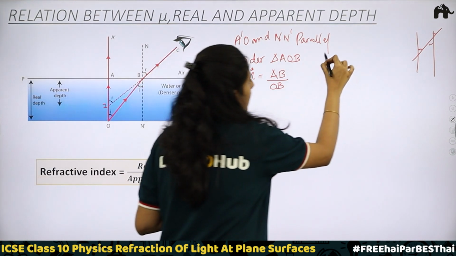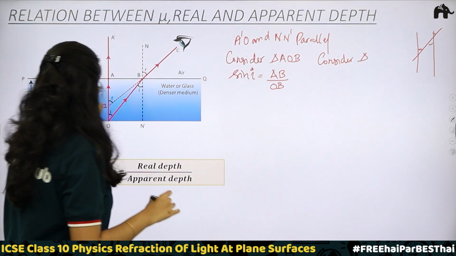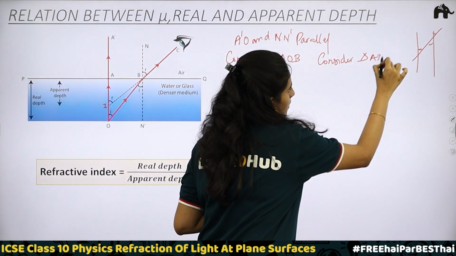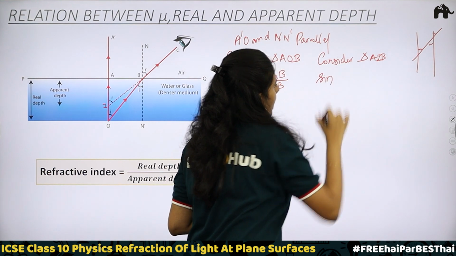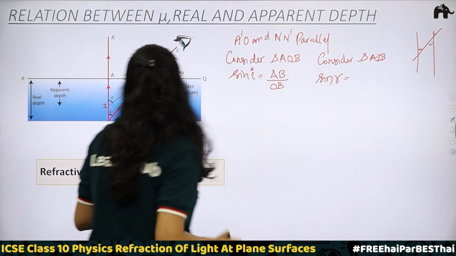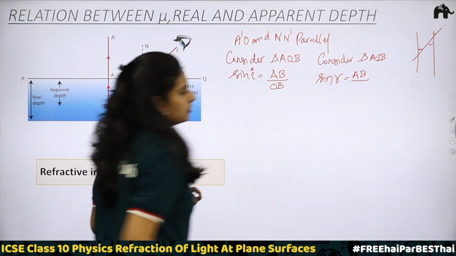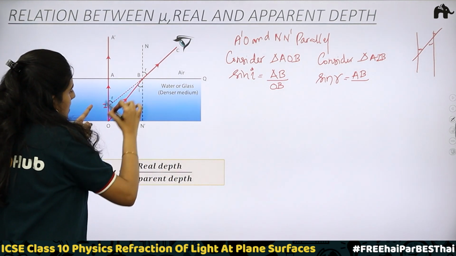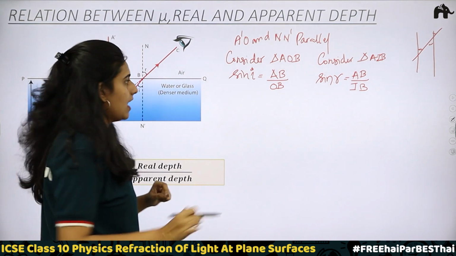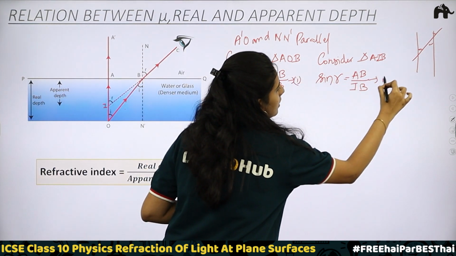Now consider the next triangle. Consider triangle AIB, the smaller one. Again take the sine of angle R. Sine R will be equal to opposite side. Opposite side is AB divided by hypotenuse. Hypotenuse is IB. Okay, AB by IB. Now, this is my first equation and this is my second equation.